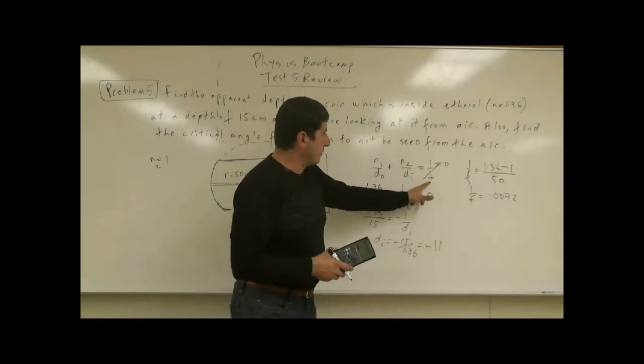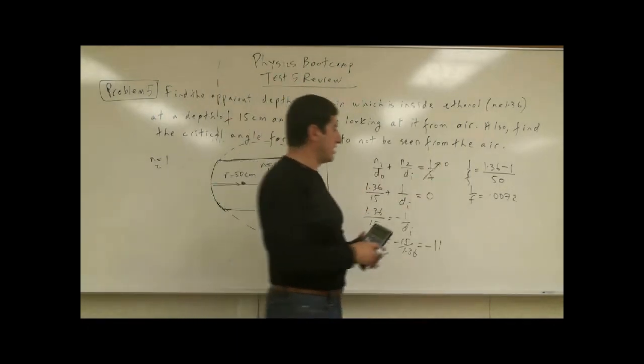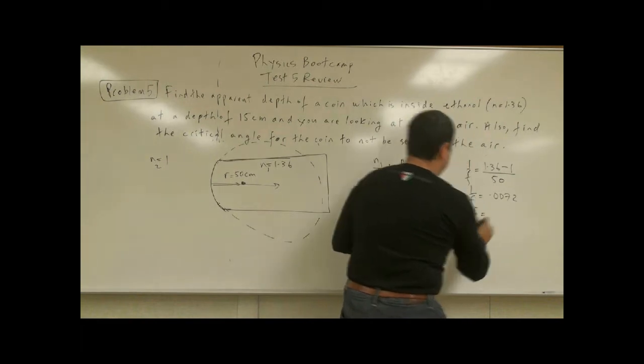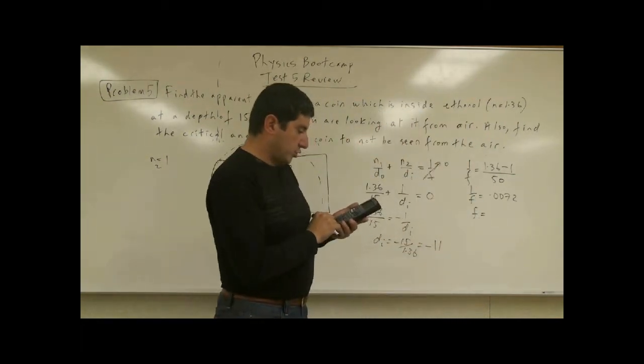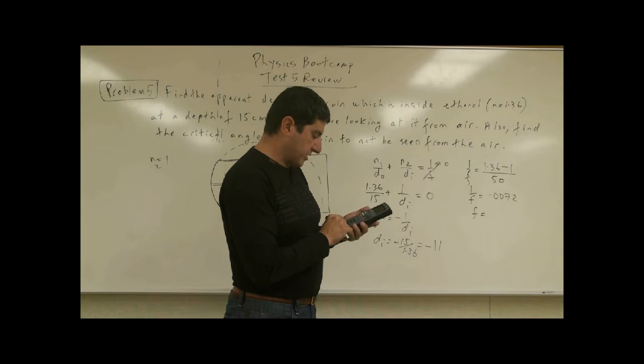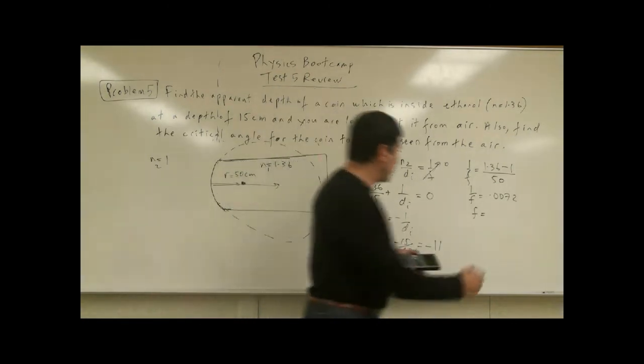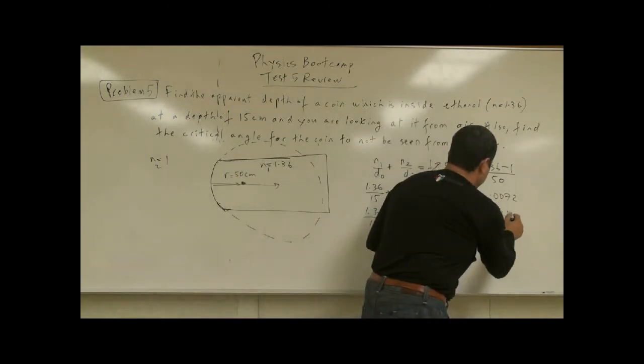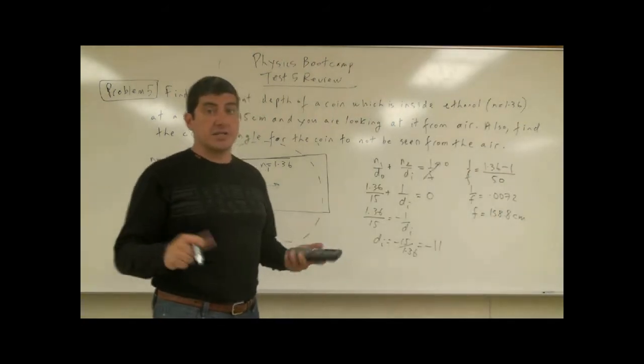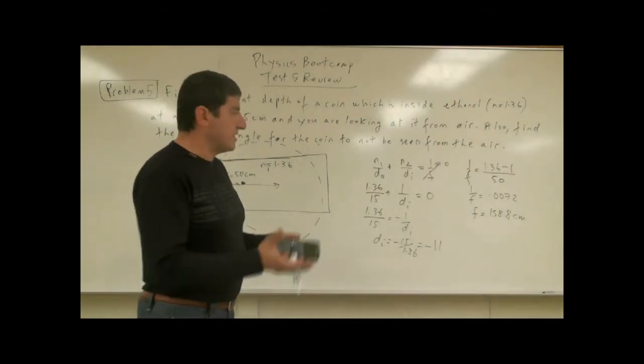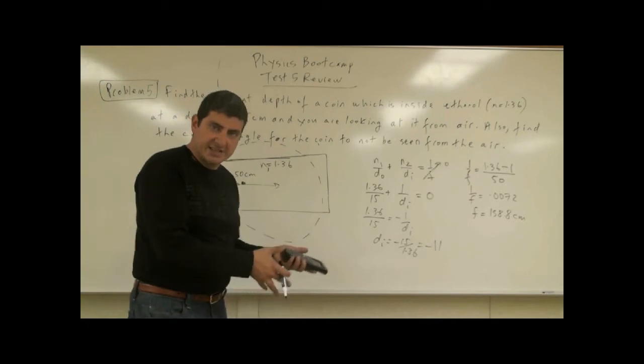All I need is 1 over f. But just for interest's sake, we can calculate the focal length. That's going to be 0.0072 to the power negative 1, 138.8 centimeters. Still not a strong lens. The focal length is too high, but it's much stronger than having it flat, right?